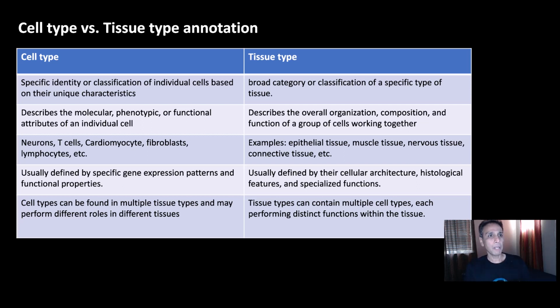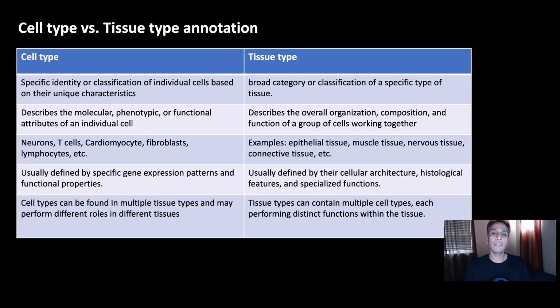The examples will probably clear things up. On the left-hand side, neurons are a specific cell type. T cells are a type of white blood cell, a specific type of cell. Cardiomyocytes, as the name suggests, cardio, have to do with muscle. So wherever a muscular type of action is required, you can find these cardiomyocytes, right? And fibroblasts and lymphocytes are also specific types of cells.